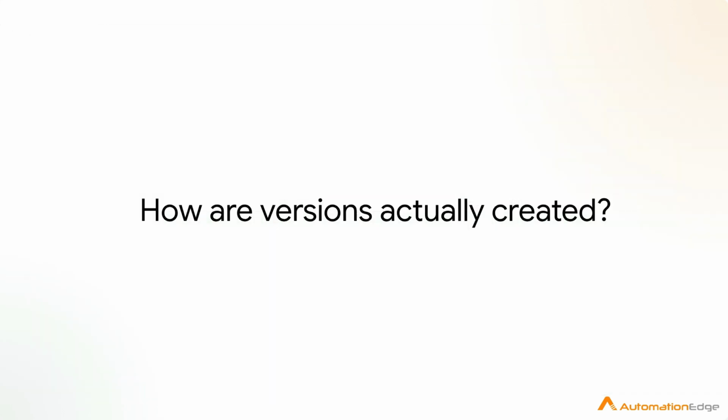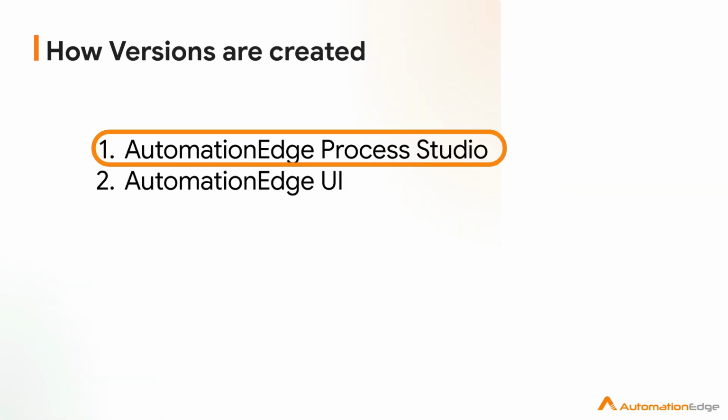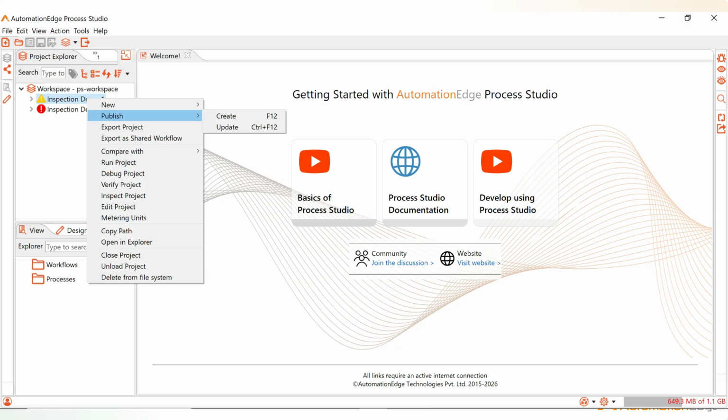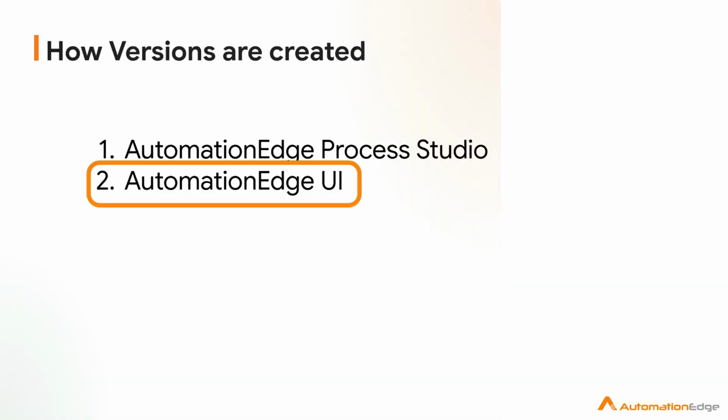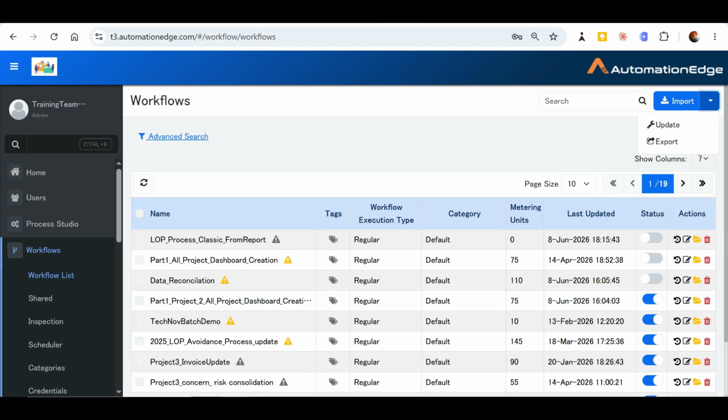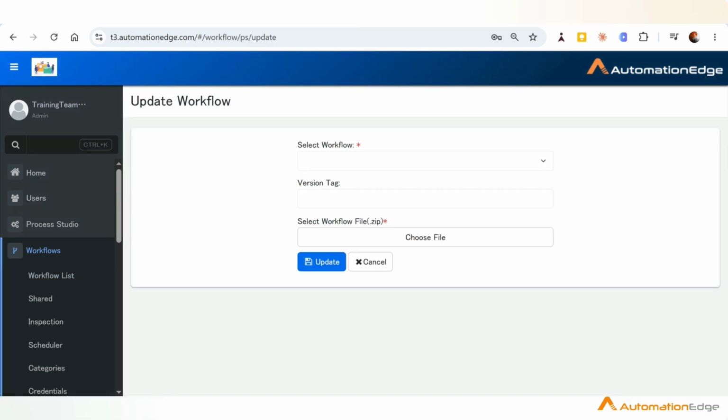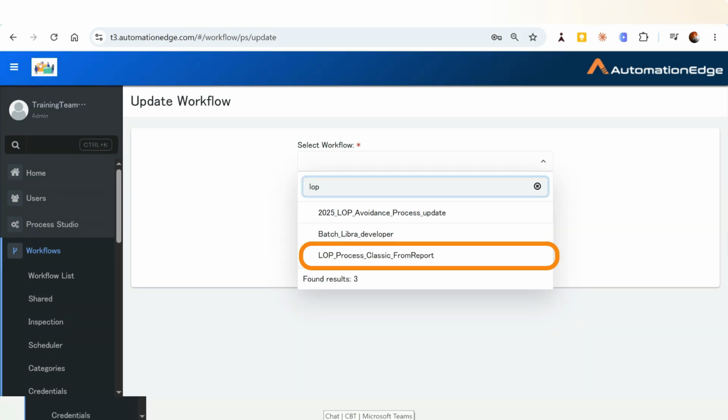Now, how are versions actually created? Good question. It is created every time you update a workflow. A workflow can be updated 1, from Process Studio, Publish, Update, or 2, by updating a workflow through AEUI. You can see the Update option in AEUI. In the Workflow tab, Update. Once clicked, you'll see an Update Workflow dialog. Select Workflow. This is a mandatory field.